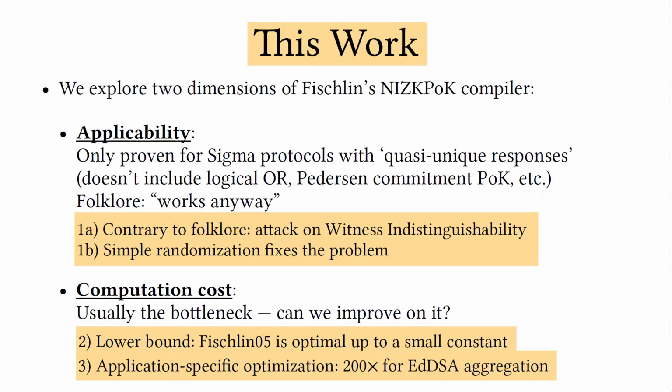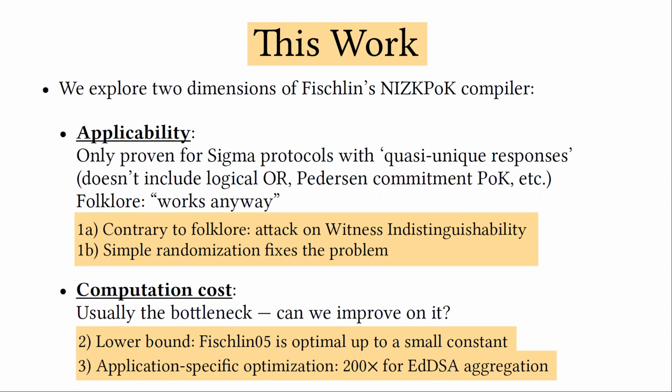which tends to be the bottleneck in a lot of applications for straight line extractable proofs. And there hasn't been a lot of progress since Fischlin's original work in 2005. We give a lower bound that to some extent explains this lack of progress. Specifically, our lower bound shows that Fischlin is within a small constant factor of the optimal performance.